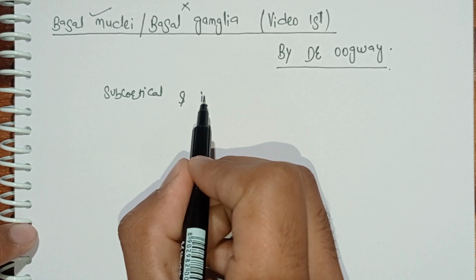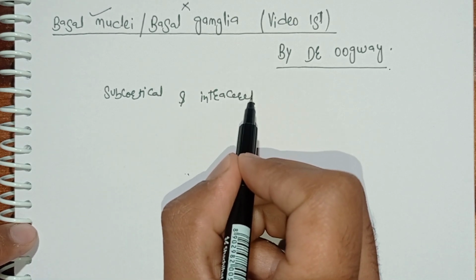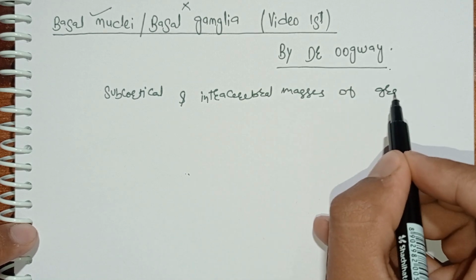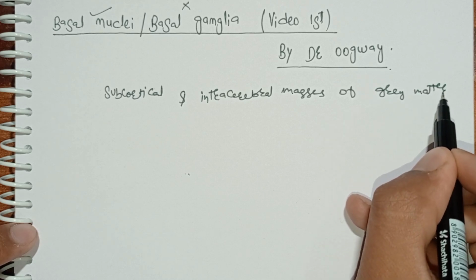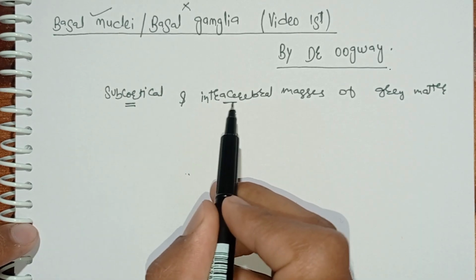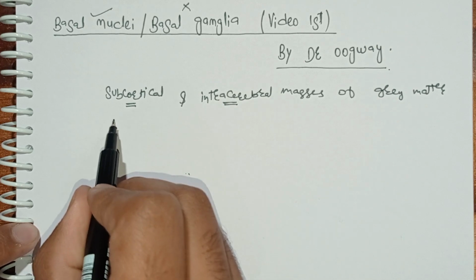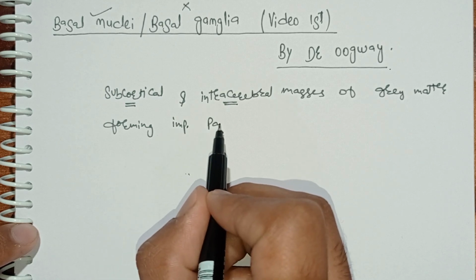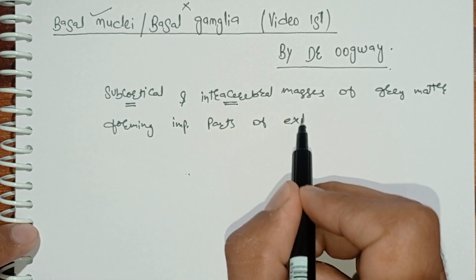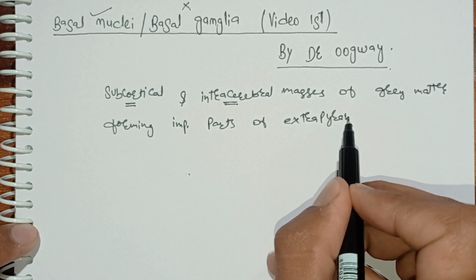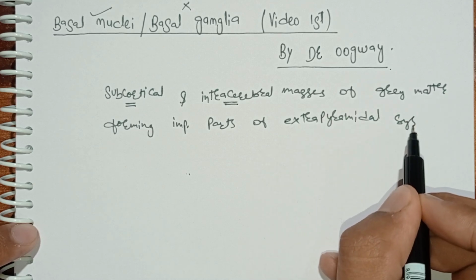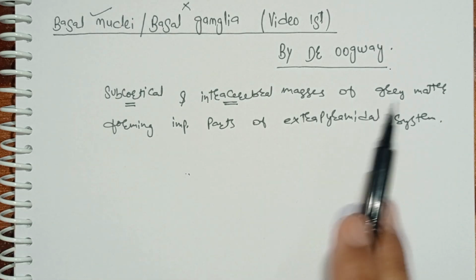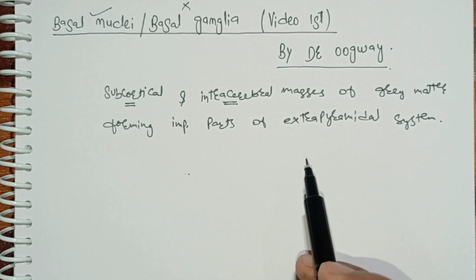Subcortical and intracerebral masses of gray matter. Subcortical, below the cortex; intracerebral, inside the cerebrum, forming important parts of the extrapyramidal system. So basal nuclei are subcortical and intracerebral masses of gray matter, which form important parts of the extrapyramidal system.